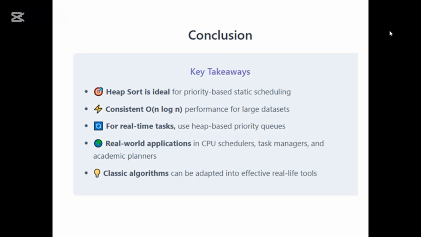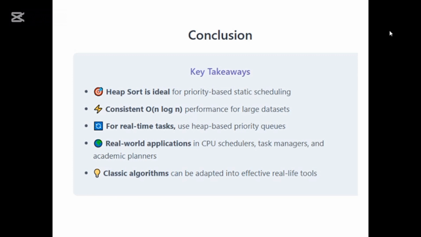So, in conclusion, the assignment scheduler using heap sort organizes tasks by urgency, helps users focus on what matters most, and shows how classic algorithms can solve modern problems. Although heap sort performs well, it's best suited for static lists. In dynamic environments, hybrid or heap-based approaches might be better.